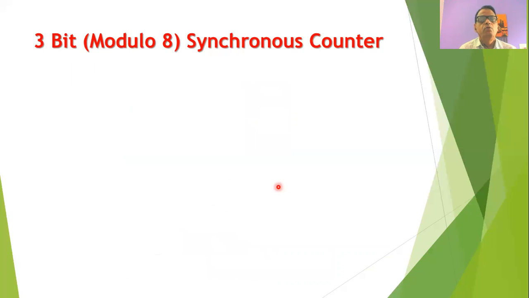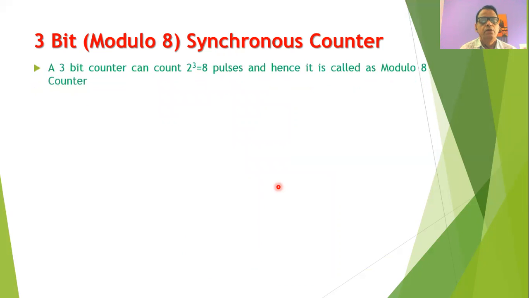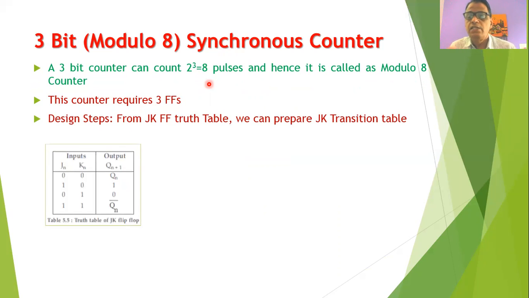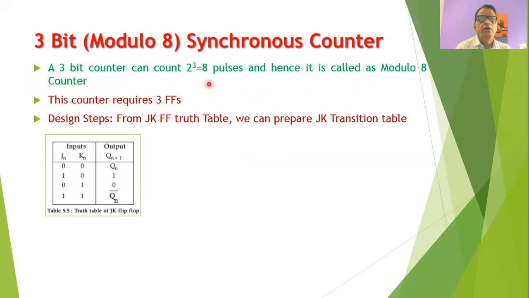Now, similarly, we can go for the 3-bit or modulo 8 synchronous counter. A 3-bit synchronous counter can count 8 clock pulses, and therefore it is called a modulo 8 counter. This counter will require 3 flip-flops. Again, the design steps are the same: initially we should know the truth table of the JK flip-flop: 00, QN; 01, 0; 10, 1; and 11, complement of the initial state, QN bar.